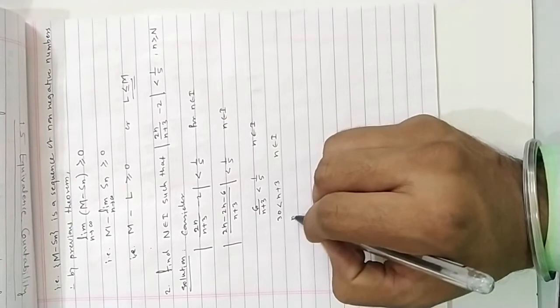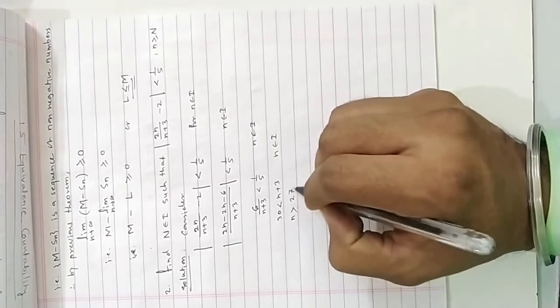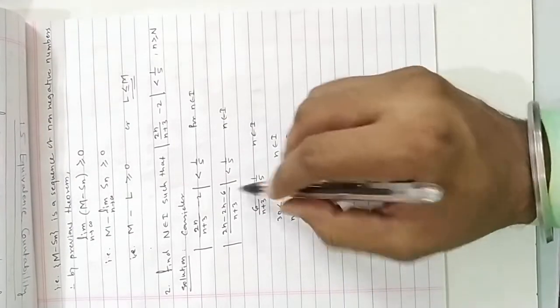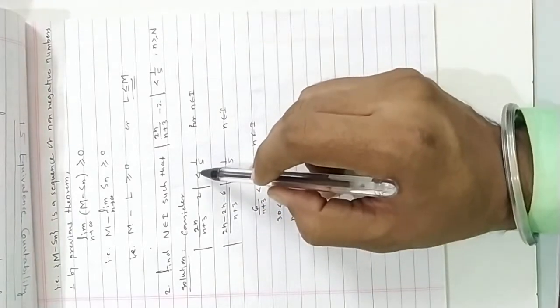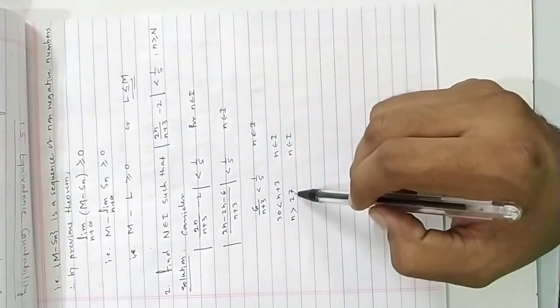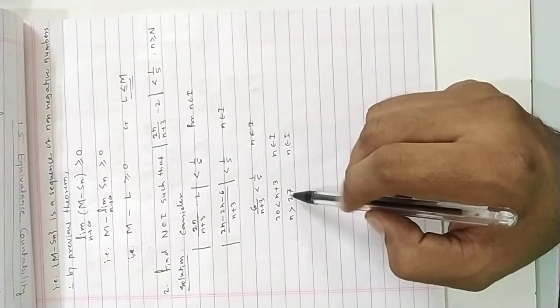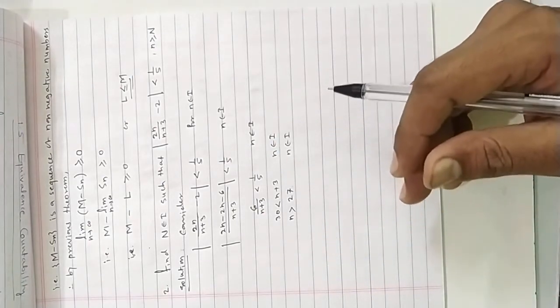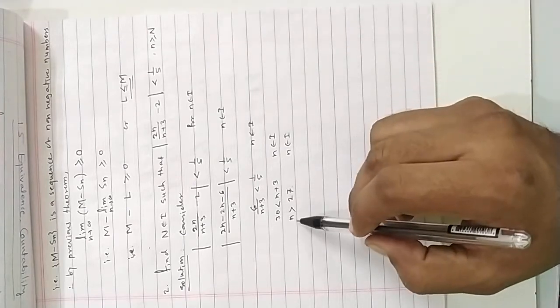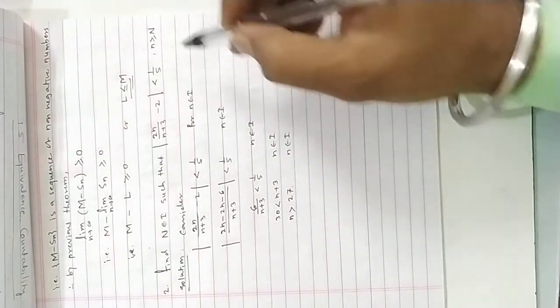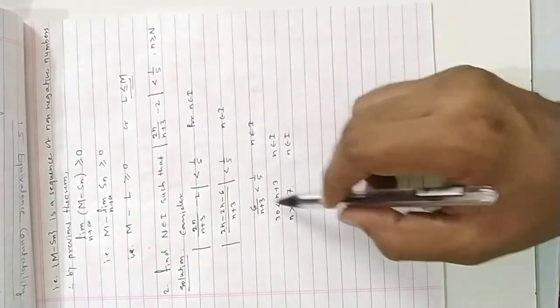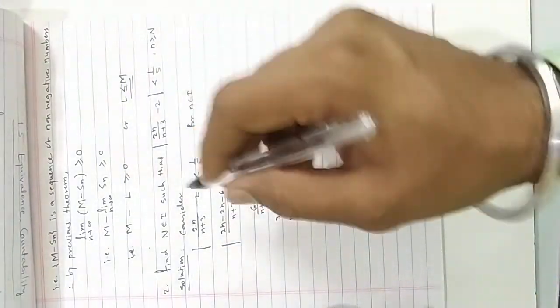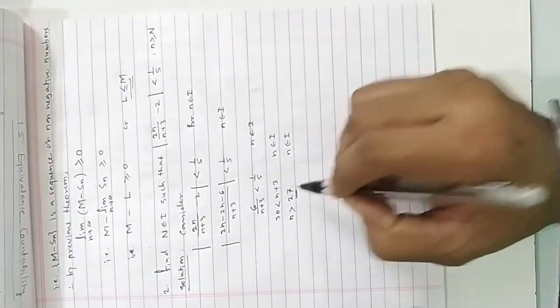So n should be greater than 27. So this thing will satisfy if n is greater than 27. Right? So the large N, or smallest value of n, or value of large N satisfying this inequality, the equation star, will be greater than 27.